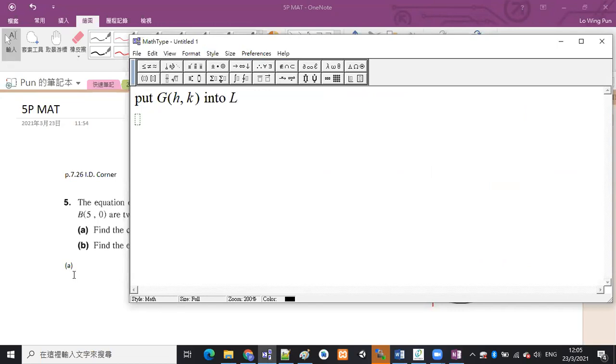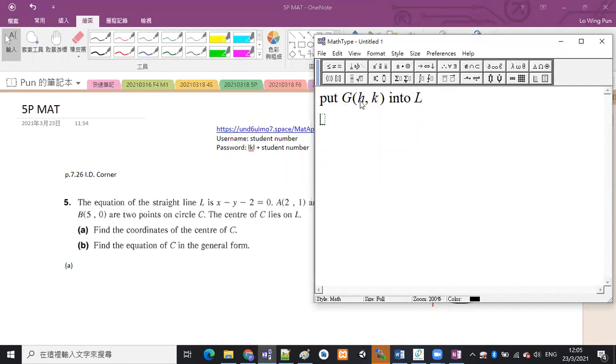Okay, put the coordinates of the point into the equation of the line. So the equation of L is x minus y minus 2 equals 0. When we put h into x and put k into y, it becomes h minus k minus 2 equals 0. Okay, normally I will make h the subject first. h is equal to k plus 2, and label this equation 1.